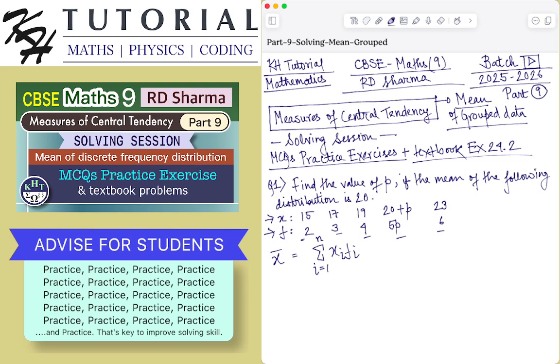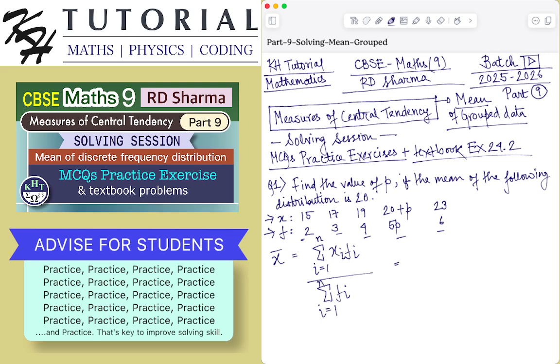Okay, so we have the mean equal to summation of xi fi, that is each unique value multiplied by its frequency. This gives the sum of all the observations in the original raw data divided by the sum of the frequencies, that is summation of fi, i ranging from 1 to n. In this problem, the n is actually 5.